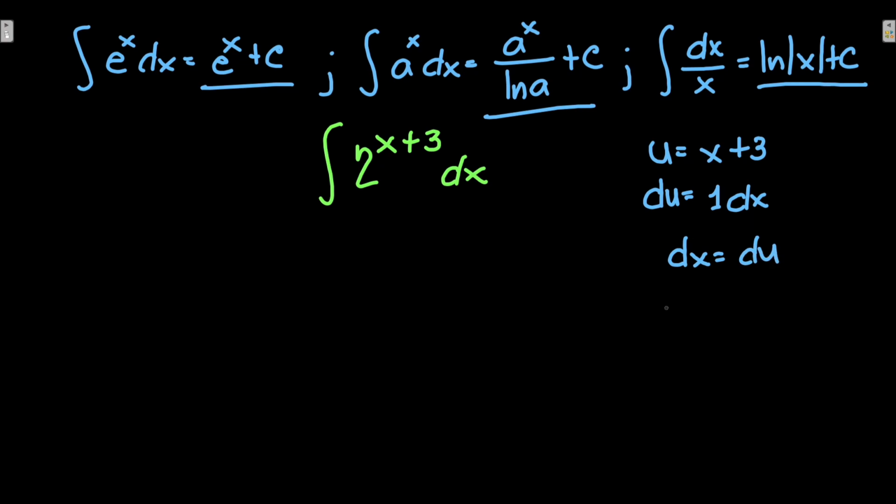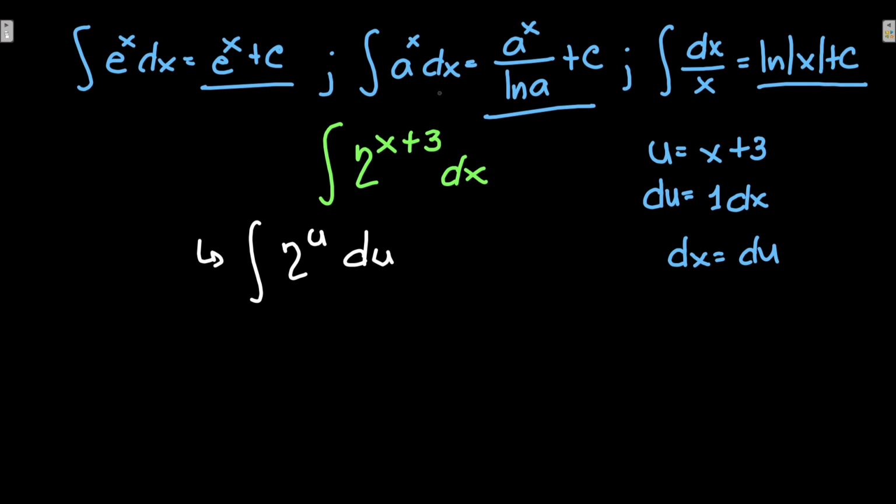And so now that you have your values here, you can substitute it into this integral. So this would be the integral of 2. Know that x plus 3 is also equal to u. So this would be 2 to the power of u multiplied by dx, substitute it into its equal, which is du. So 2 to the power of u du.